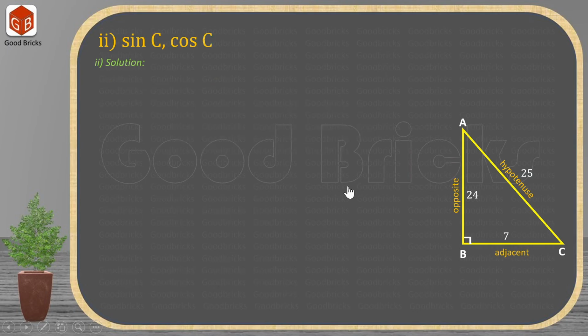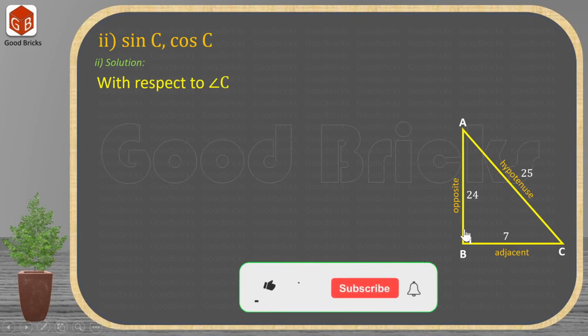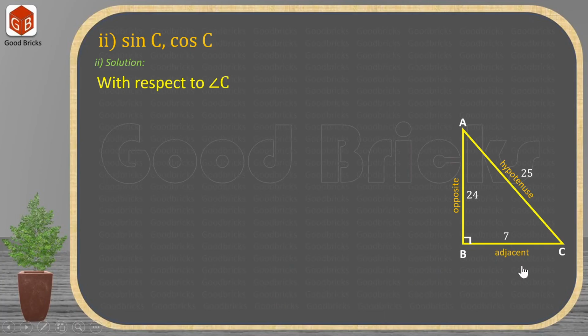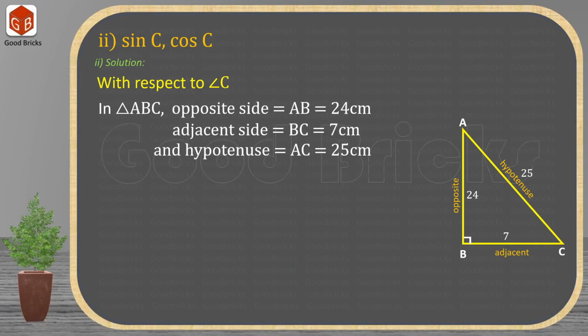Now let us find sin C and cos C. Here with respect to angle C, opposite side is AB, adjacent side is BC. Previously opposite side was BC, so that is the main thing you need to identify here. Now again we have the values already. So sin C is nothing but opposite. For this angle C, opposite is AB and hypotenuse is AC. So AB by AC, and its value is 24 by 25.